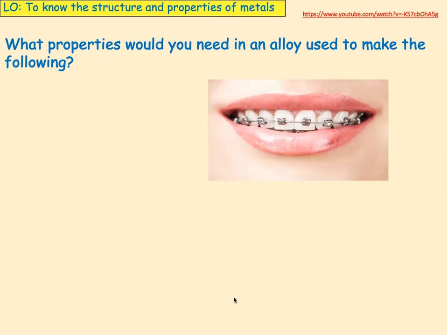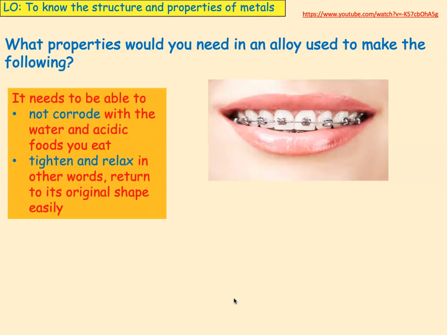Right, the properties that we would need in an alloy for a brace would be, we need it not to be able to corrode, because we do eat and drink a lot of acidic foods, so things like orange juice and tangy foods. Right, so you don't want the metal brace to react with acids and fizz in your mouth. You want it to be able to tighten and relax. So in other words, return to its original shape easily.